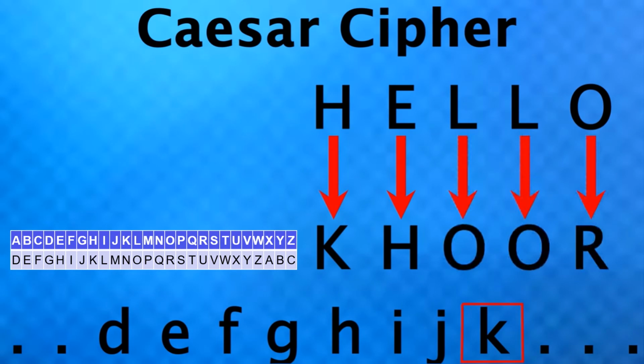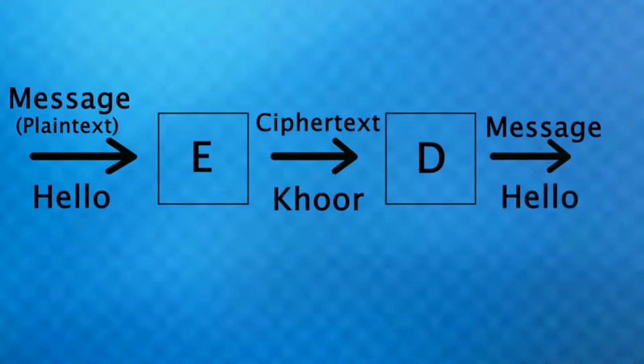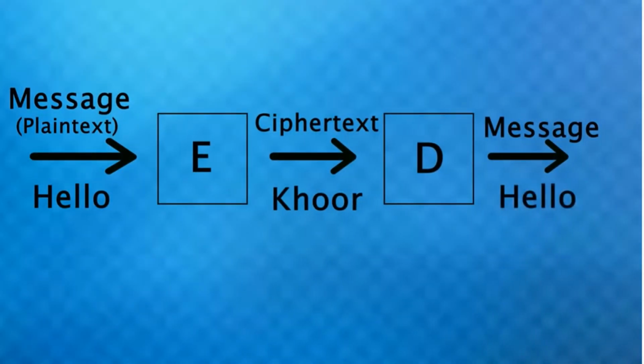So in a Caesar cipher, if we have the information hello as the original message, that will be converted to Khoor, K-H-O-O-R, by using the shift. So the plain text, the original message, is hello, and it is encrypted to Khoor, and that is your ciphertext. And again, the ciphertext can be decrypted.